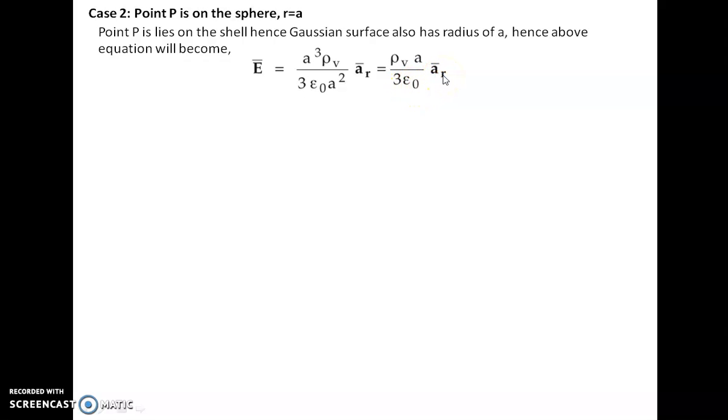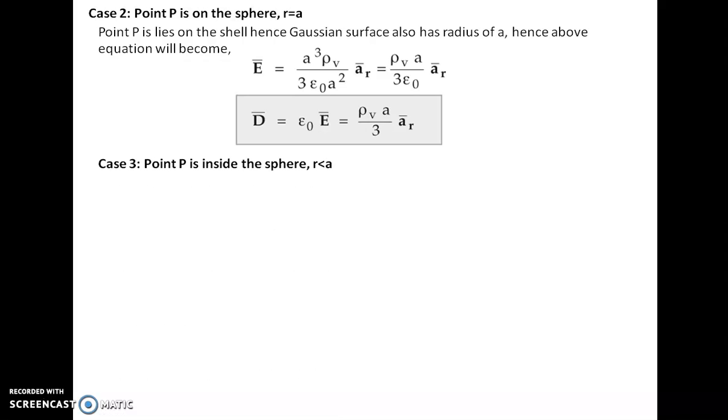Now I can obtain D as epsilon naught into E, so the equation will become rho v into a by 3 into a r cap. So this is the second case. In the third case, I am considering that the point lies inside the uniformly charged sphere, then r is less than a. The radius of the Gaussian surface will be less than a.